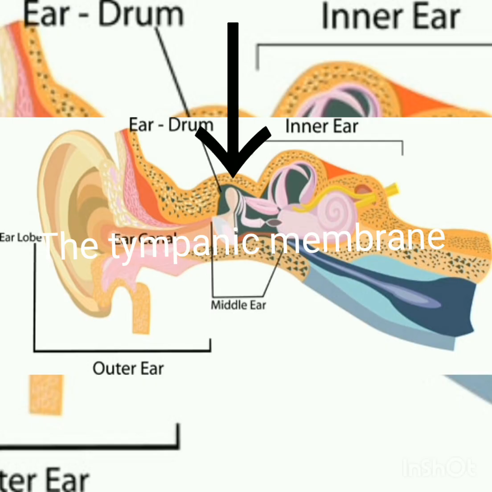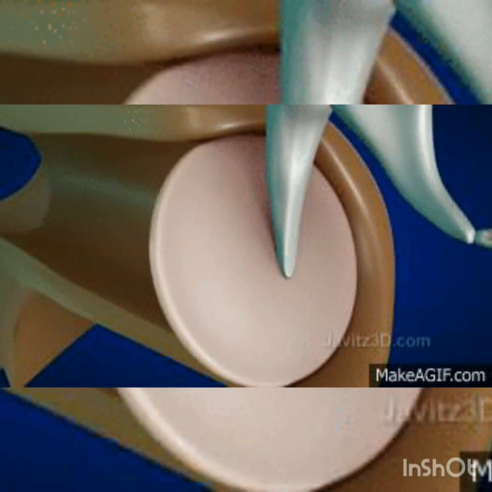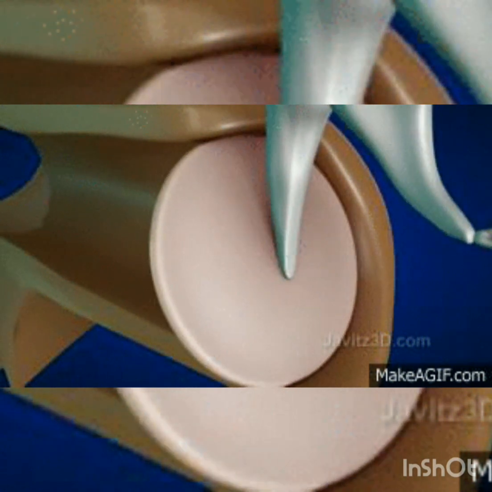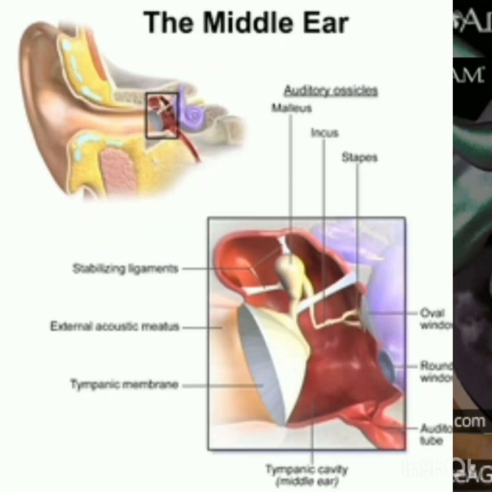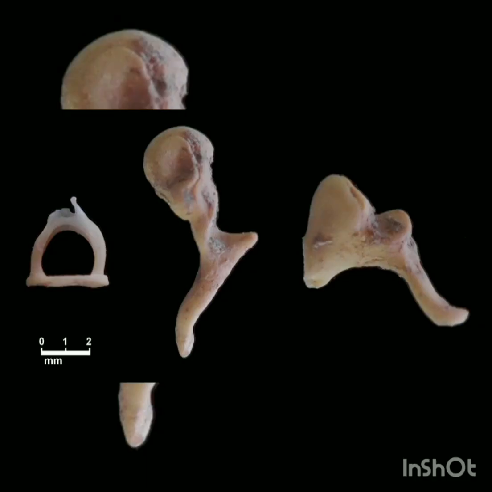Then the tympanic membrane. The tympanic membrane acts as a boundary between the outer and the middle ear, and its function is to vibrate when it receives sound waves. Then from there we go to the middle ear. The middle ear is mainly made up of what we call the ear ossicles. The ear ossicles are small bones that are found within the middle of the ear.